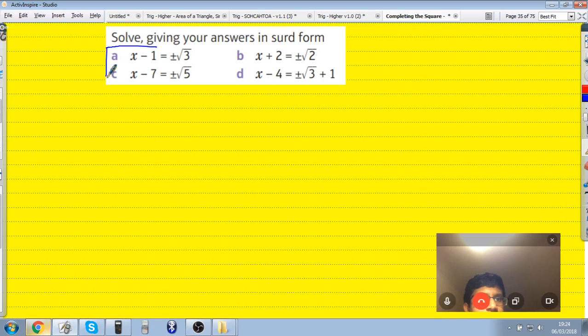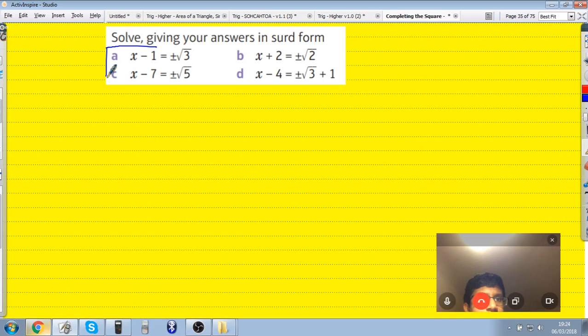D? Okay, so because they said give your answer in surd form, that's a surd. So D is x minus 4 squared plus 1. So then x equals plus or minus root 3 minus 3. So how do you bring the minus 4 to the other side? Oh, you add 4. Sorry. So that should be plus 5. That's it.